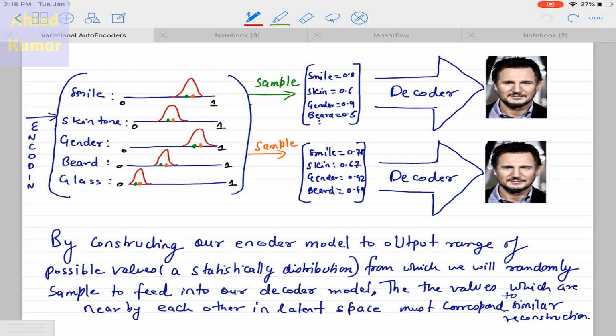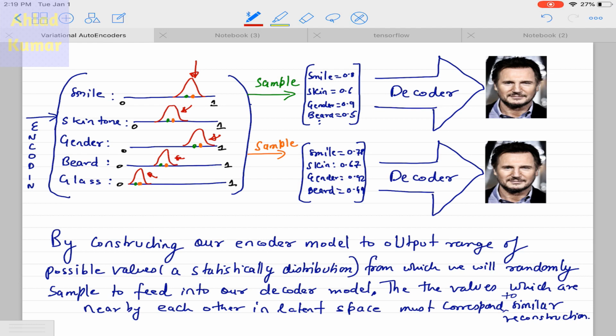By constructing our encoder model to output a range of possible values, this is the possible range of values for the smile feature. These are the possible range of values for the skin tone. This is for gender, this is for beard, and this is for glasses. So it's generating a range of values for these features, not only single values like in the case of autoencoders, but a range of values in the case of variational autoencoders.